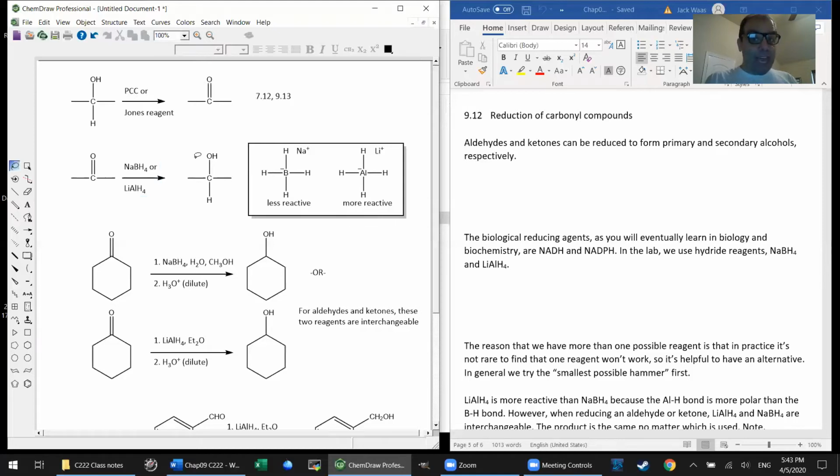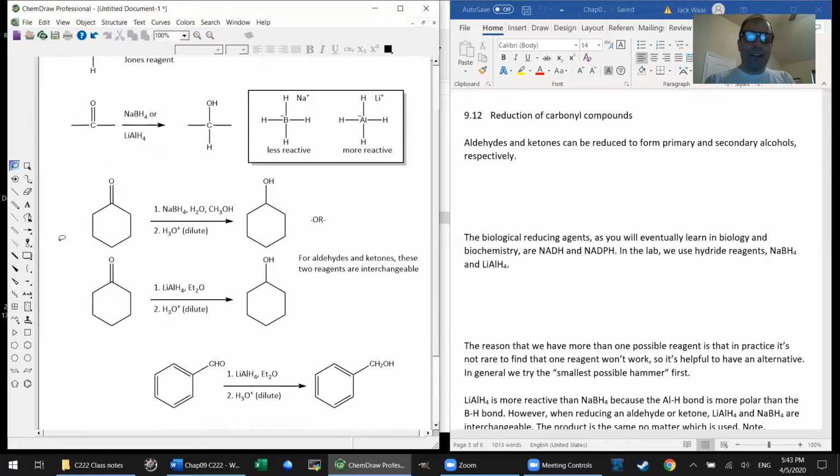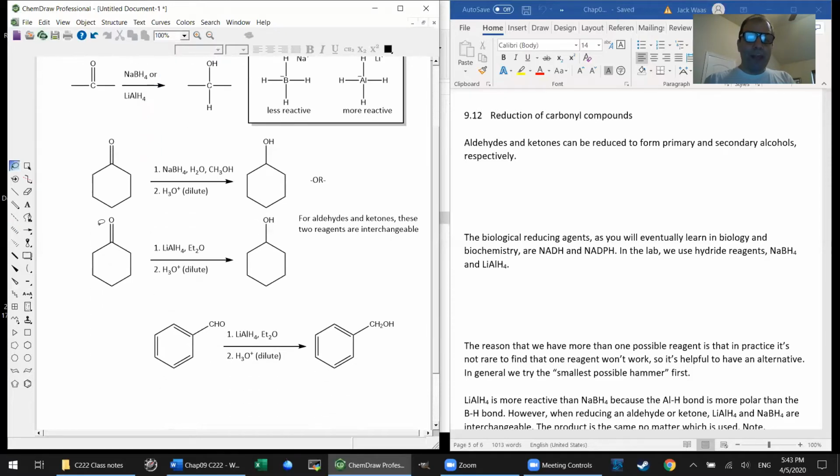In real life, they are very different in terms of how we treat them, the amount of care that we have to show them. And we'll go over that. So I just wanted to give you some examples here. If we took cyclohexanone and treated it with sodium borohydride, this is nearly always done in either aqueous solution or some kind of alcoholic aqueous mixture. That's normally how we do a sodium borohydride reduction.